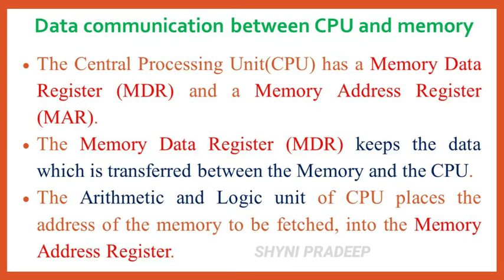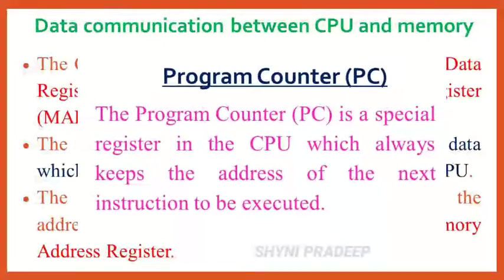Here registers are divided into many types. What are they? Memory data register, memory address register, program counter and so on. The memory data register keeps the data which is transferred between the memory and the CPU. The program counter is a special register available in the CPU which always keeps the address of next instruction to be executed.